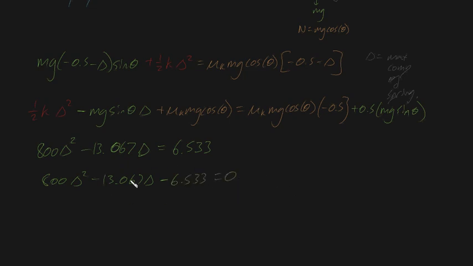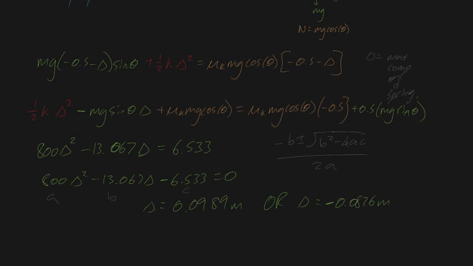Right? And once you use the quadratic formula, you'll be left with two results. You'll be left with delta is going to be equal to either 0.0989 meters, or delta is going to be equal to minus 0.0826 meters. And just in case you've forgotten, the quadratic formula states minus b plus or minus the square root of b squared minus 4ac all over 2a. This is a, this is b, this is c.